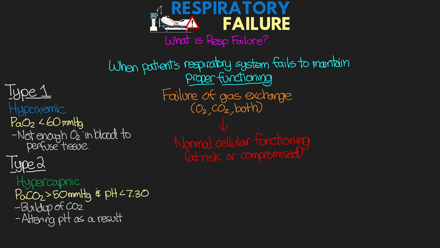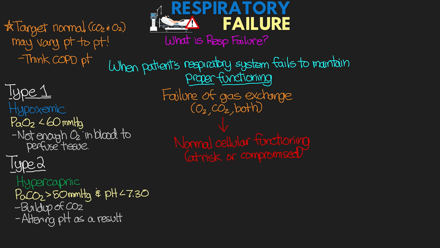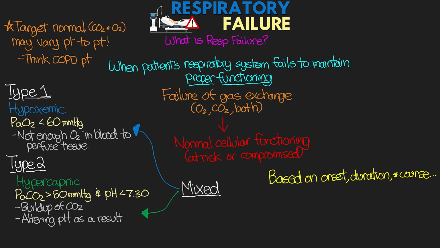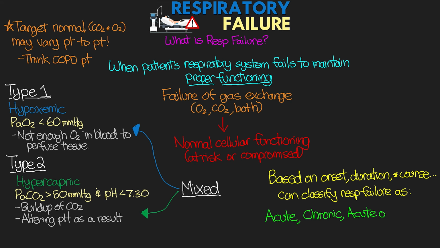The reason for also evaluating the pH is that, especially with CO2, but also to some degree with our oxygen, our target of normal can really vary based on the patient and the disease and the disorder that they may have going on. Kind of our classic great example of this would be a COPD patient who lives with an elevated CO2, but this is compensated with a normal pH. Now, we can also have something that we refer to as a mixed respiratory failure, and here we have a combination of both an impairment of oxygen and CO2. Now, also, based on the onset, duration, and the course, we can either classify our respiratory failure as acute, chronic, or acute on chronic.